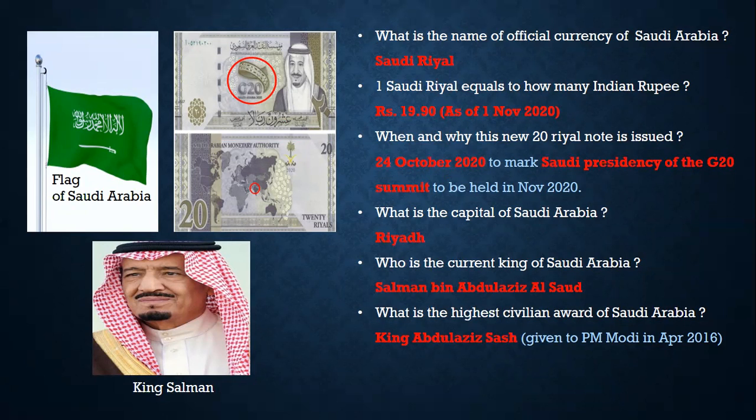When and why was this new 20 Riyal note issued? As I have already told you, this new note has been issued by the Saudi Arabian Monetary Authority to commemorate the Saudi presidency of the G20 summit, which is going to be held in November 2020. The note was issued on 24th of October 2020. Now, what is the capital of Saudi Arabia? Riyadh is the capital of Saudi Arabia.